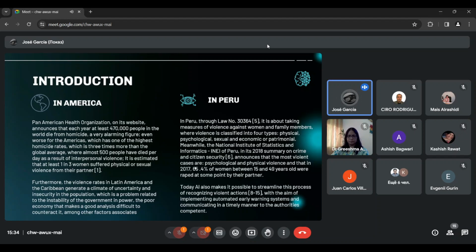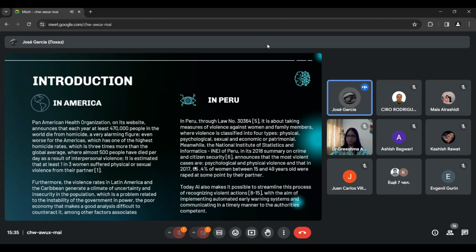It is estimated that at least 1 in 3 women suffer physical or sexual violence from their partners. Furthermore, the violence rates in Latin America and the Caribbean generate a climate of uncertainty and insecurity in the population, a problem related to the stability of the government in power. The poor economy makes a good analysis difficult, in contrast with other associated factors. In Peru, through Law number 30364, which is about stopping violence against women and family members, violence is classified into four types: physical and psychological, sexual, economic, and patrimonial.